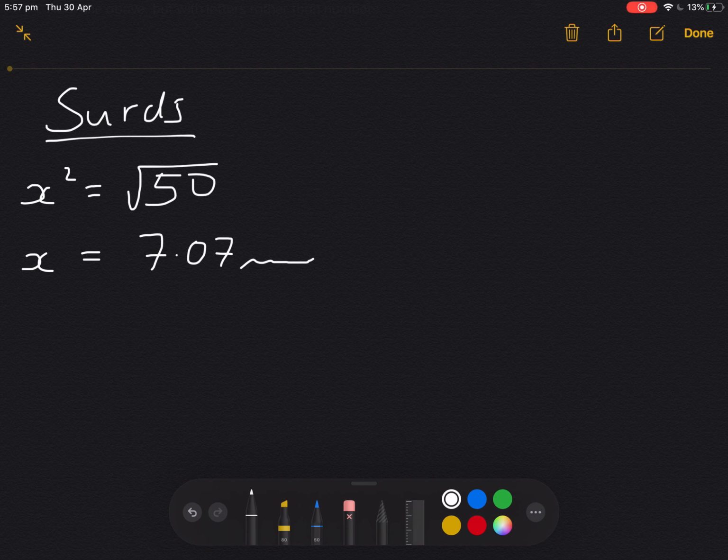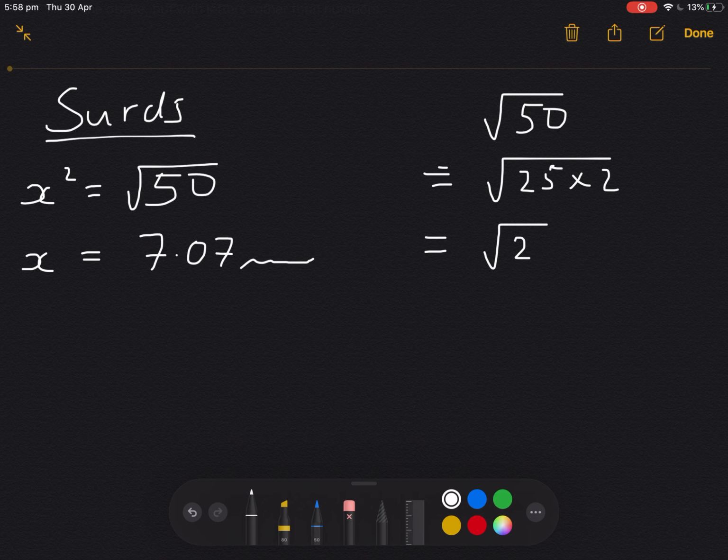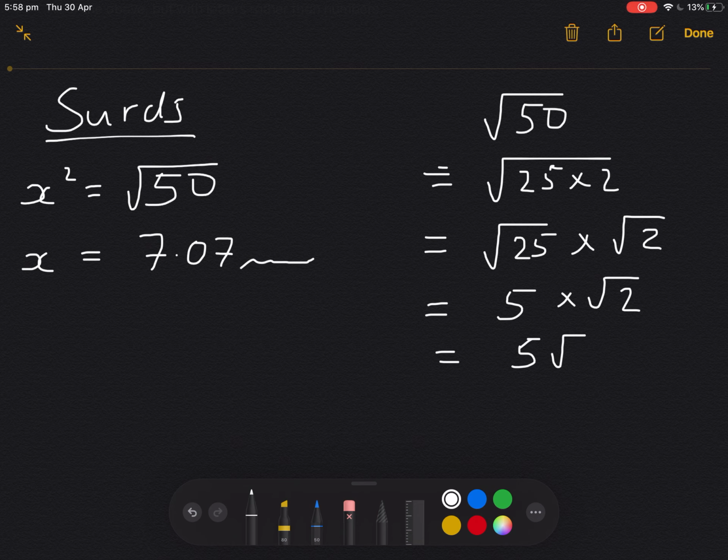It's just an approximation. There's another way to deal with root 50, and it goes like this. If you end up with root 50, you can write it as the square root of 25 times 2, because of course 50 is 25 times 2. You can split it into root 25 times root 2. You can simplify root 25, it just equals 5. And then you can recombine. This is called an exact value.